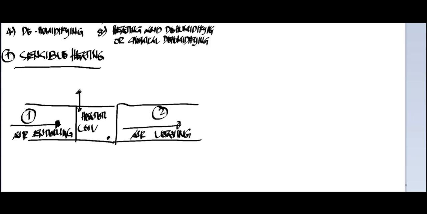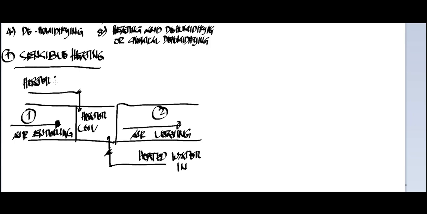Then you will be supplying here a medium of heated water. Let's say it is heated water in, then you have your heated water out, going out here.